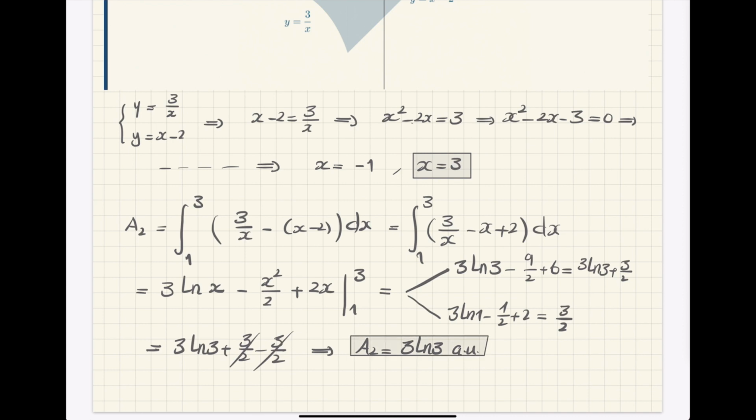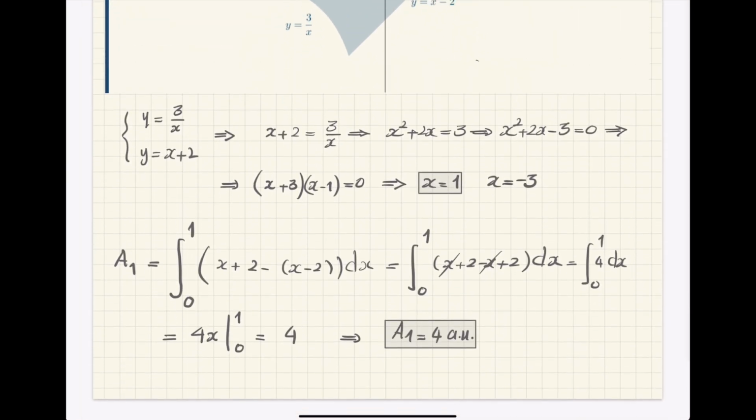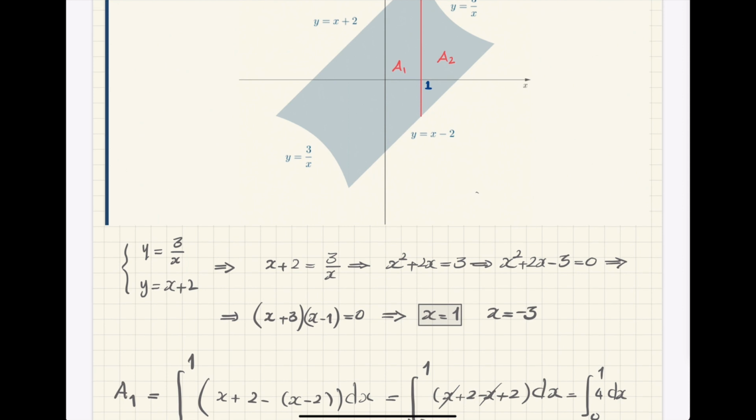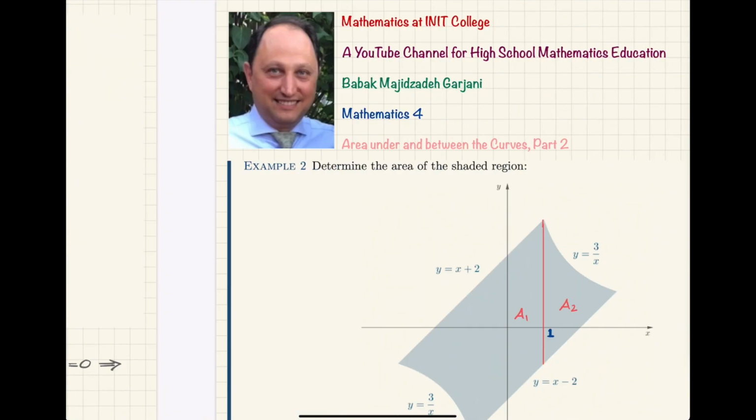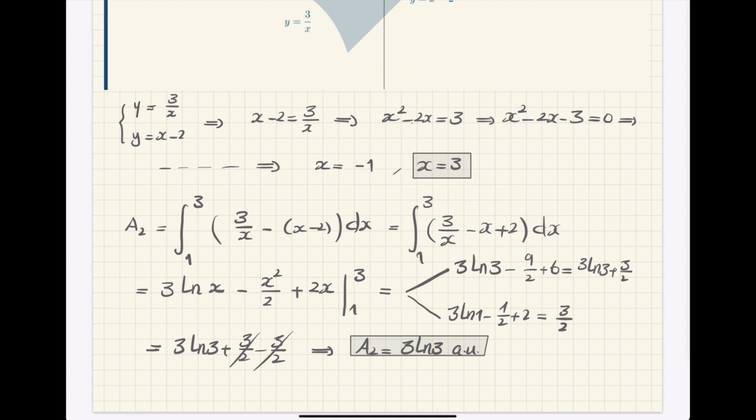Okay, so the answer to the problem is this area plus this area that we found before, 4, and multiplied by 2, because we also have the same amount of area exactly here. So I add 4 to my answer here and multiply it by 2. So the answer, the total area, is equal to what? 4 plus 3 ln of 3, and then multiplied by 2 area units. So that would be the answer to this problem.